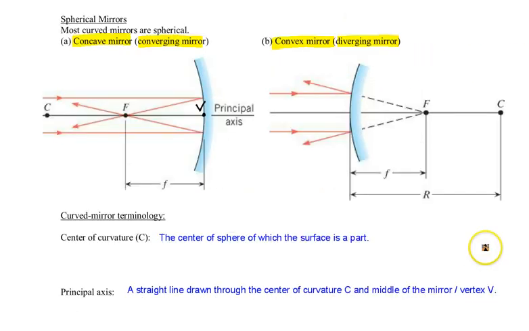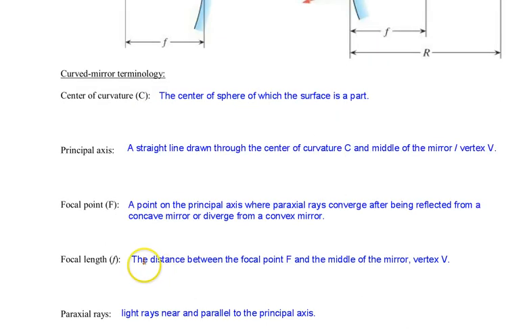Okay, what else do we have to define? It looks like we have this F here, that script-looking F, which is known as the focal length. The focal length, which you're going to be using in a lot of your computations, is the distance between the middle of the mirror and the focal point, or the distance from the vertex to the focal point. And there you go, that's the definition of focal length.